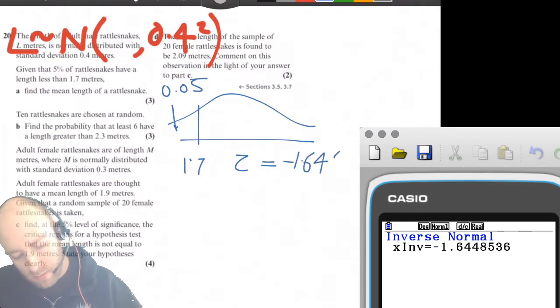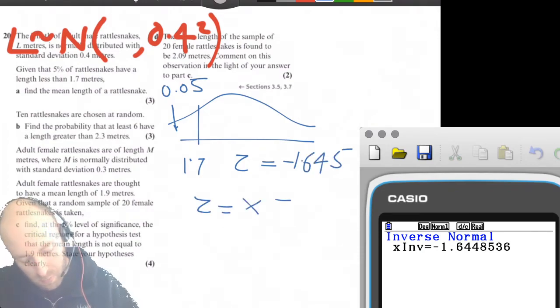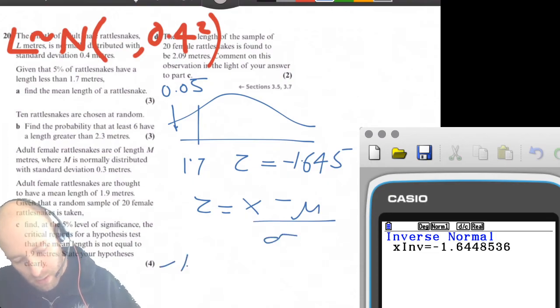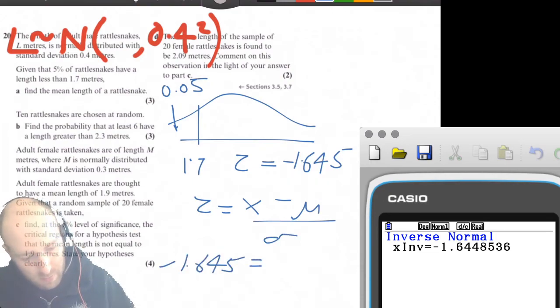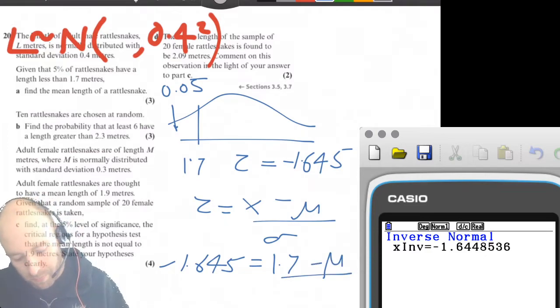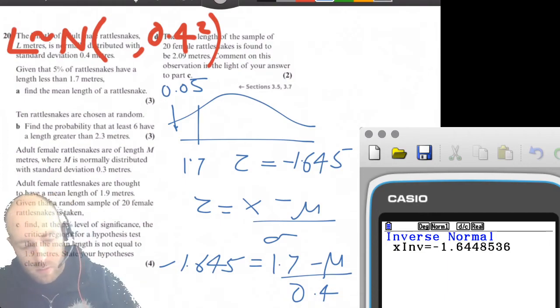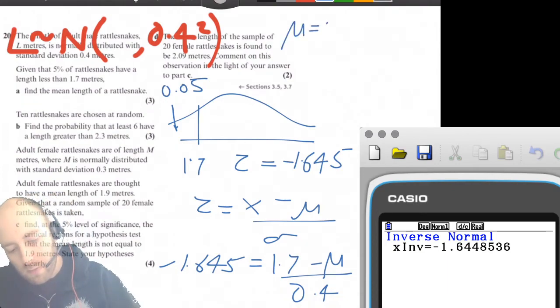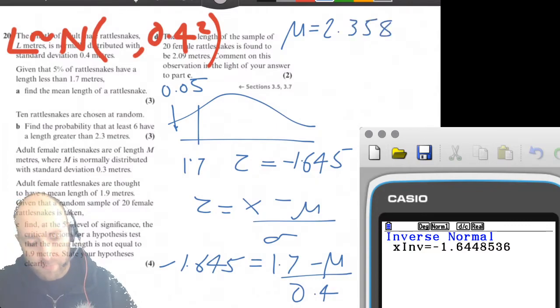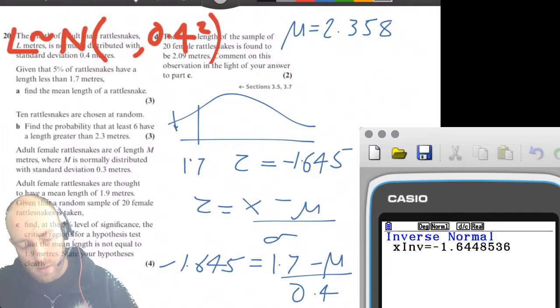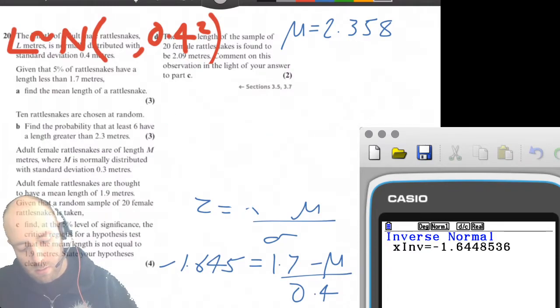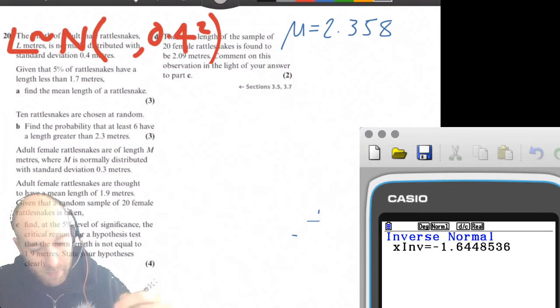Okay, so z equals x minus mu over sigma. So minus 1.645 equals 1.7, that's x, minus mu divided by sigma, and sigma is 0.4. So if you rearrange that, you should get that mu is 2.358 on that one. Which we all got.